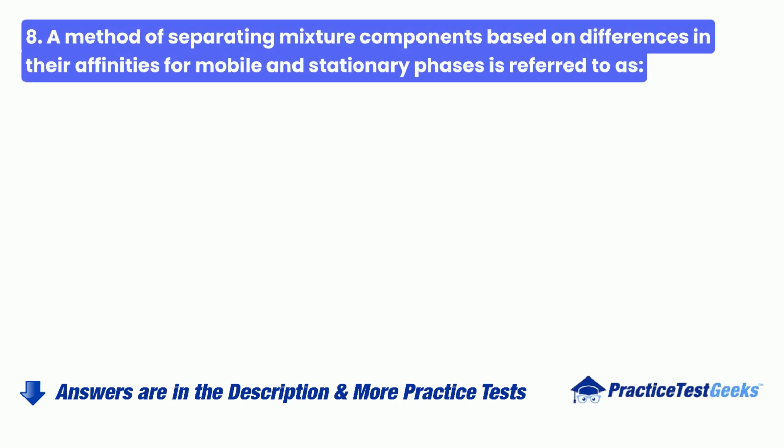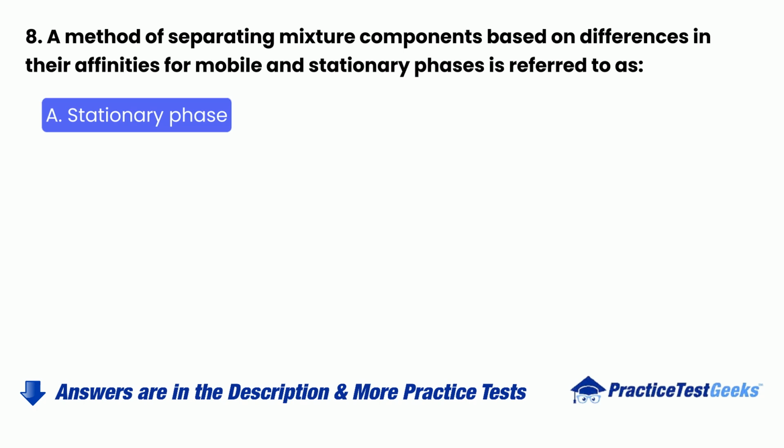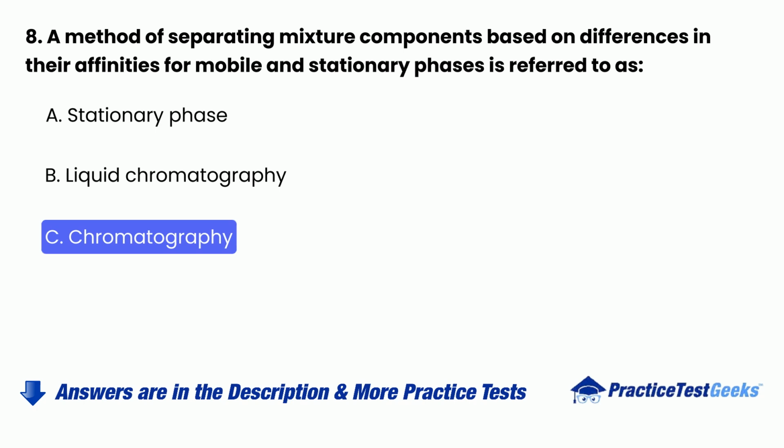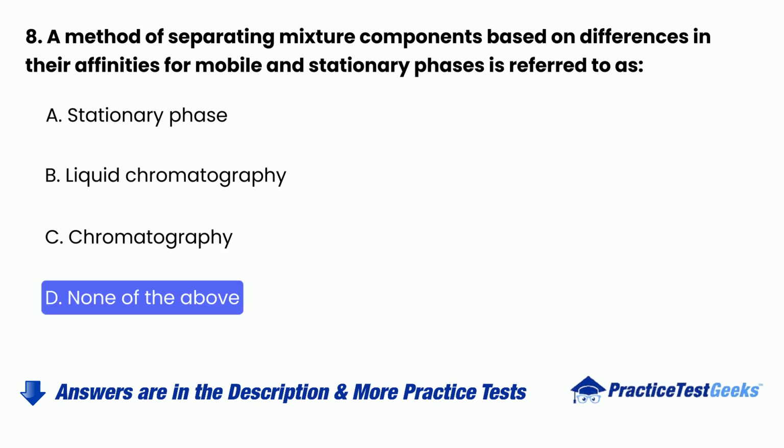8. A method of separating mixture components based on differences in their affinities for mobile and stationary phases is referred to as A. Stationary phase. B. Liquid chromatography. C. Chromatography. D. None of the above.